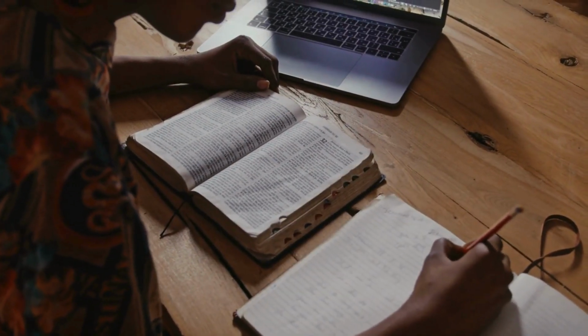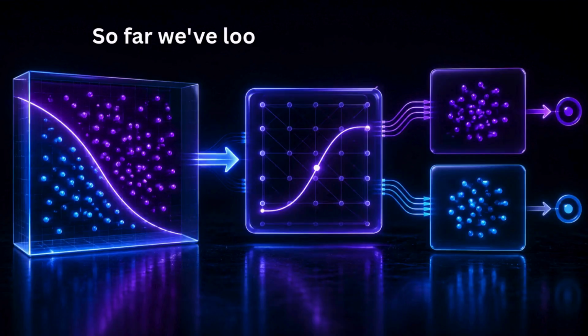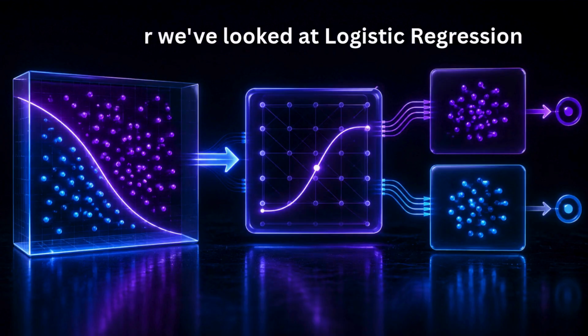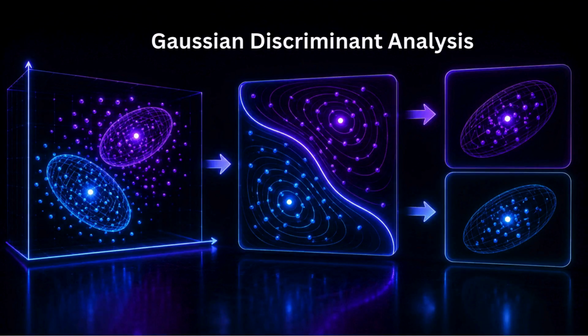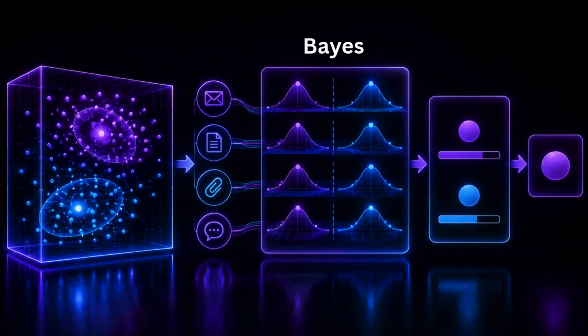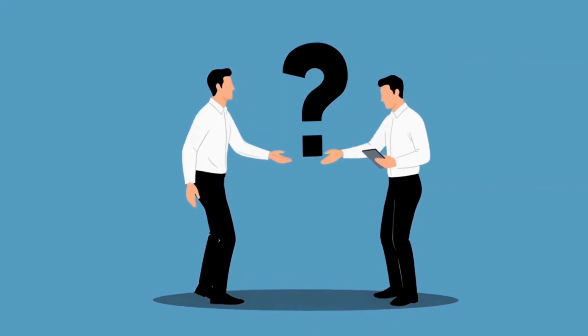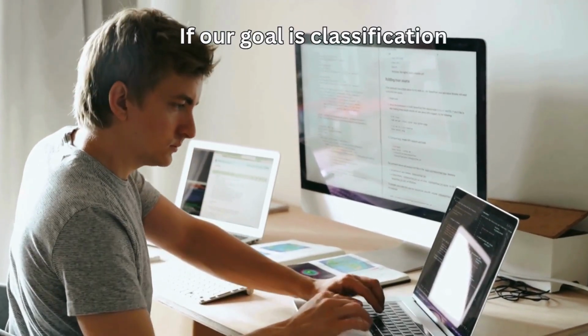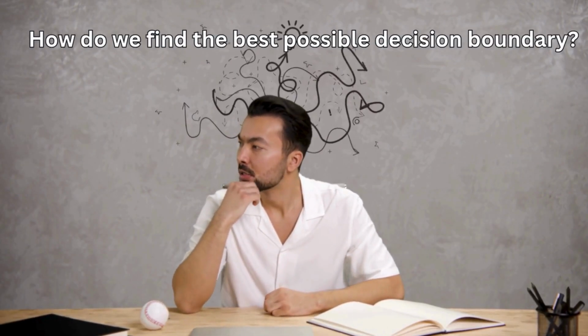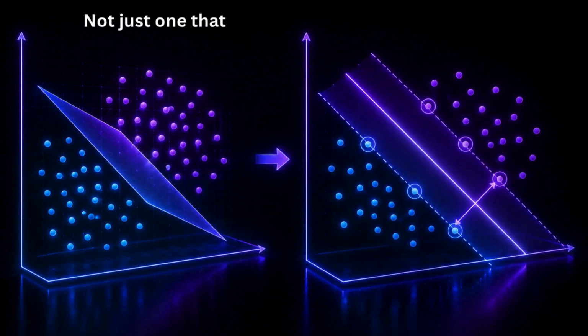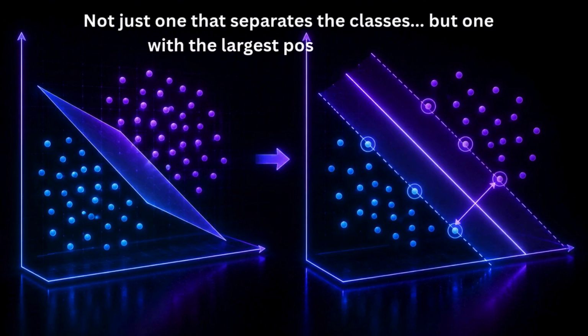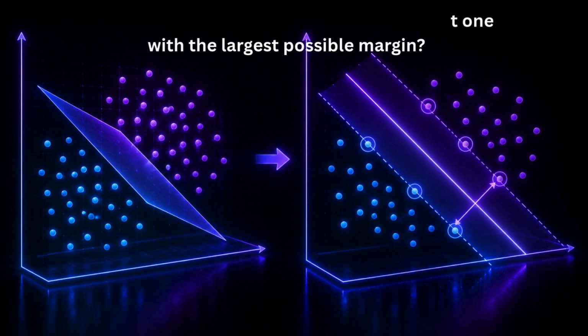And that brings us to the next chapter of the story. So far, we've looked at logistic regression, Gaussian discriminant analysis, and naive Bayes. But they all leave us with one question. If our goal is classification, how do we find the best possible decision boundary? Not just one that separates the classes, but one with the largest possible margin?